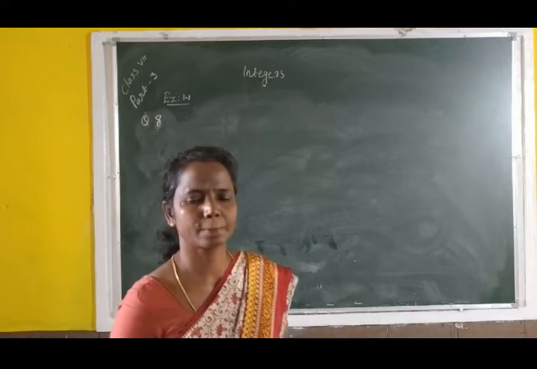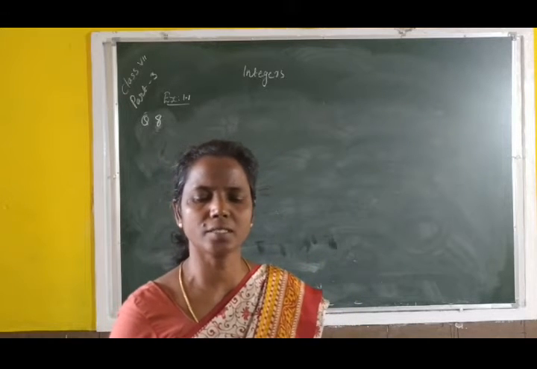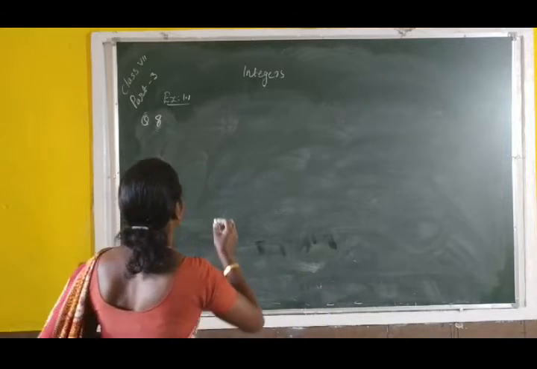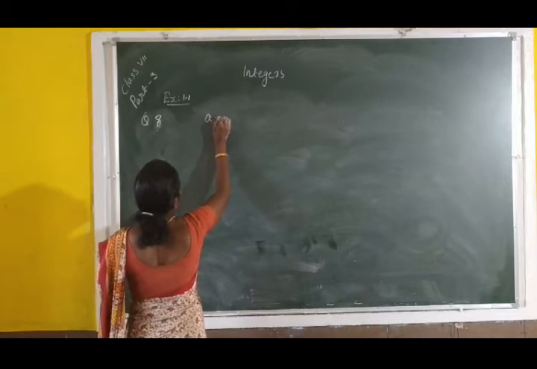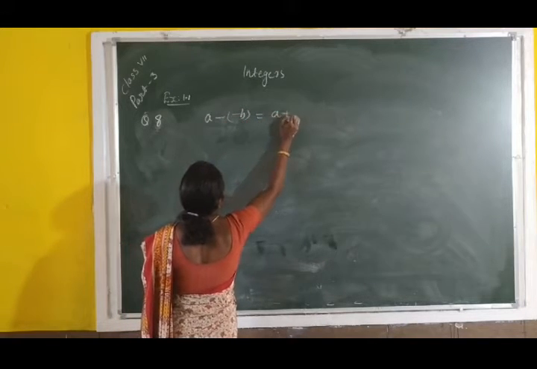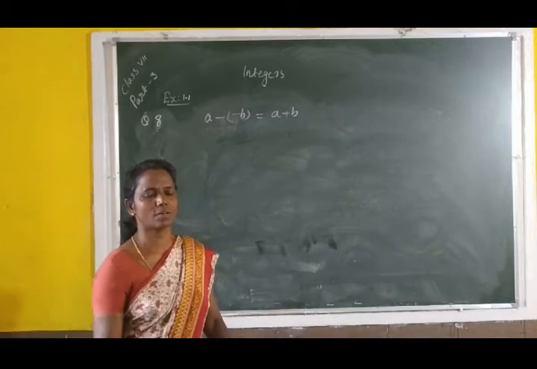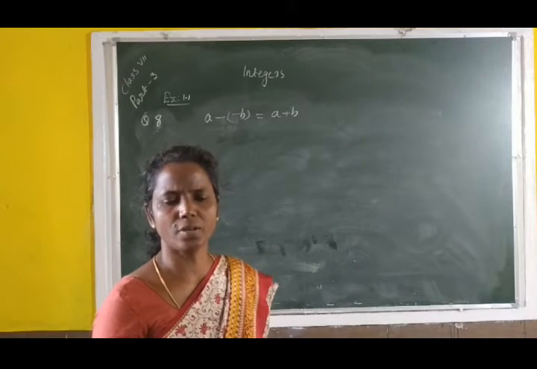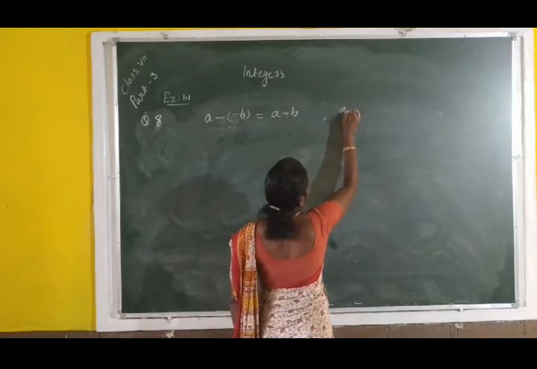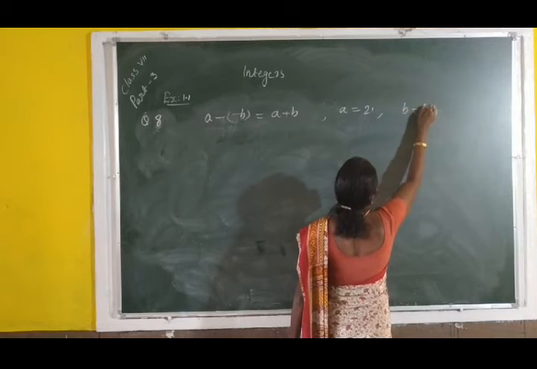First, here verify A minus negative B is equal to A plus B. Here the formula is A minus negative B is equal to A plus B. Here the value of A is given. First question, look, what is the value of A? The value of A is 21 and B is equal to 18. Here A is equal to 21 and the value of B is equal to 18.